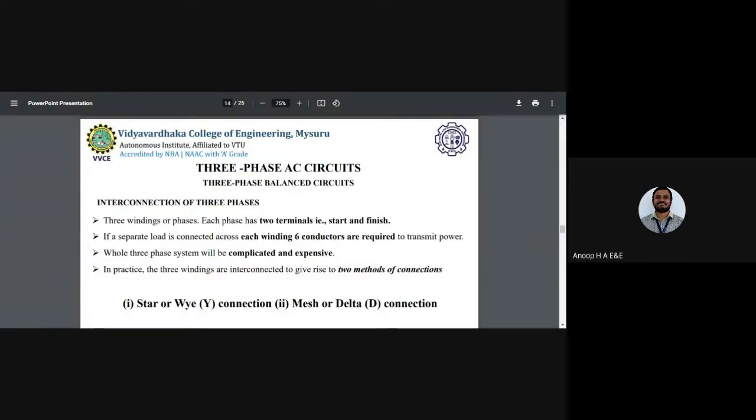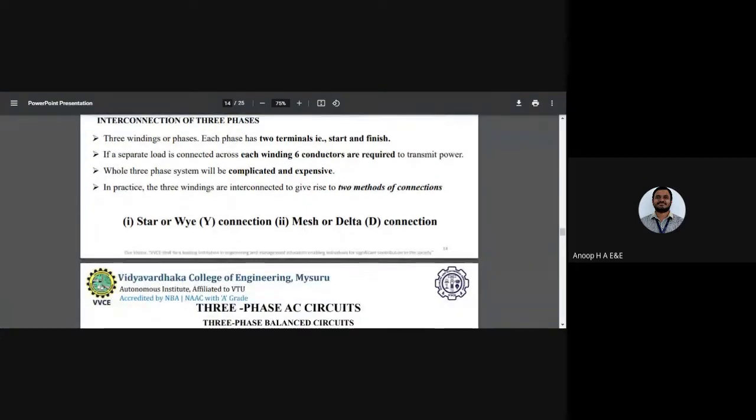Okay, so this is where the connections will come into the picture, where we'll be connecting 6 conductors. If I need a separate load, I'll make use of 6 conductors, since I have a starting end and a finishing end of the coil, which will give me the same output. So you can reduce the connections to a star connection or Y connection. Next we have the mesh or delta connection.